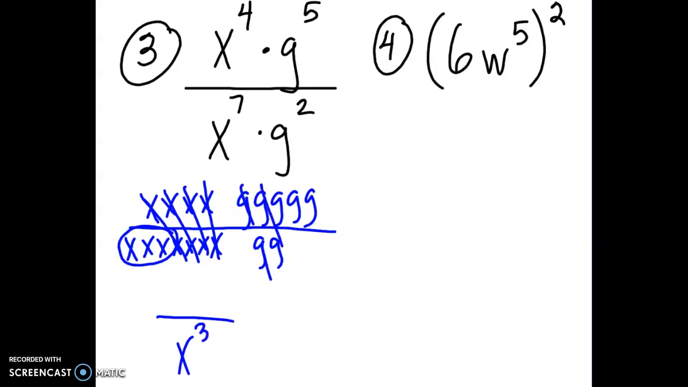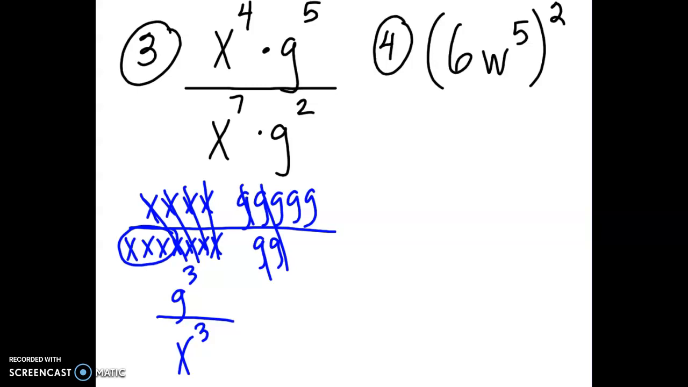And when we cancel our G's off, I have 3 G's also, so now I have G to the 3rd on top. So we end up with G to the 3rd on top and X to the 3rd on the bottom.